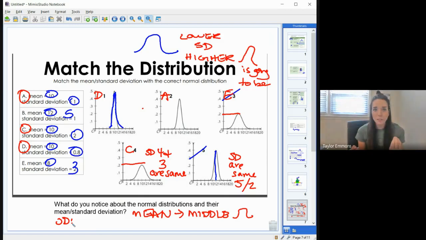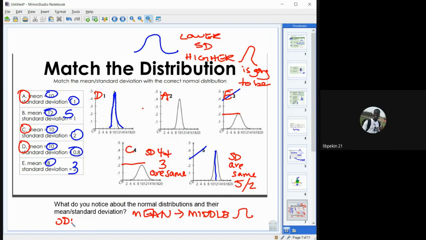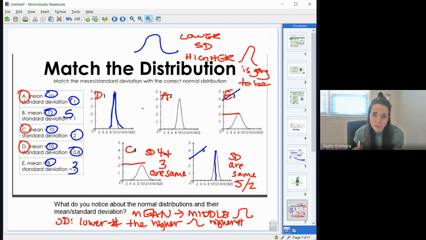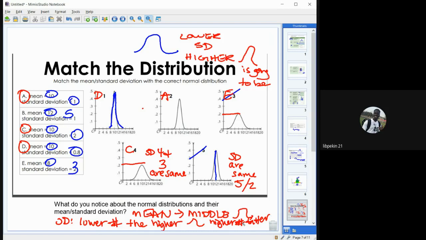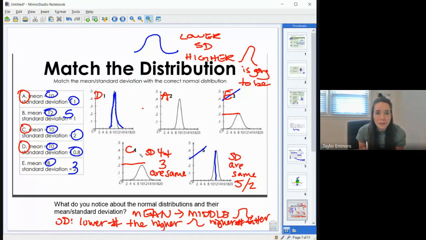The lower the number is, the higher the graph is going to be, or the bell curve. And the higher the number, the fatter it's going to be. Yes, and the higher the number, the fatter or wider it's going to be. Yeah, wider. There you go. So just like in this graph right here and this one right here, it's a little bit more spread out, right? It's shorter and a little bit fatter.